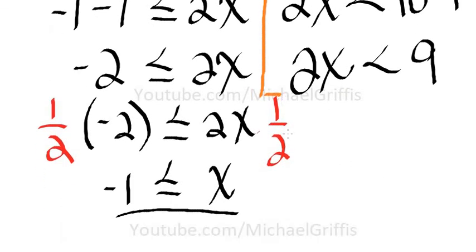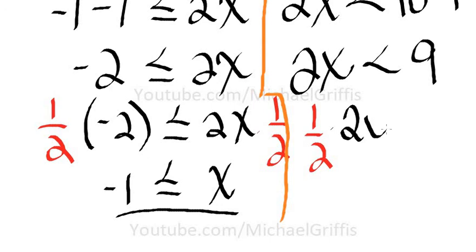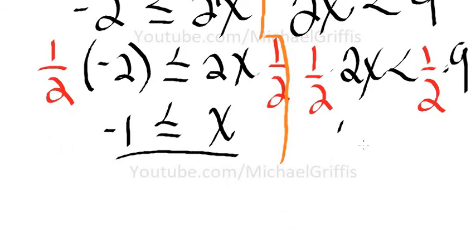I guess we better continue this divider there. And what do we do? We multiply both sides by a half, the reciprocal of the coefficient of x. This is all getting kind of crowded, isn't it? And we're left with x is less than 9 halves.